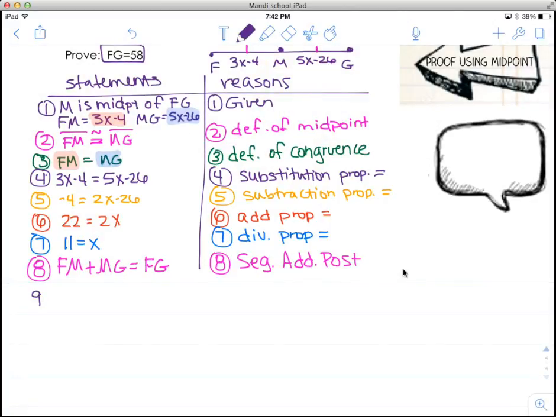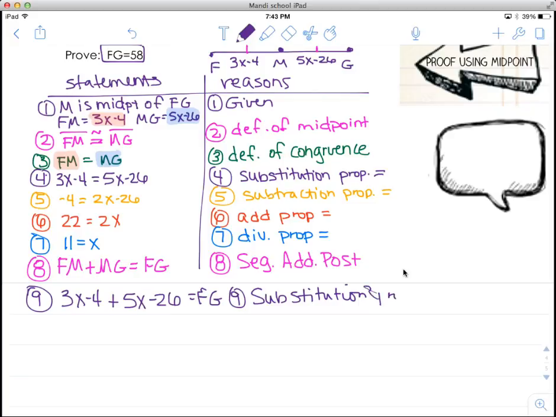So number 9, if FM is 3x minus 4 and MG is 5x minus 26, that equals FG. That's using the substitution property of equality. We also know that we can substitute in for x.